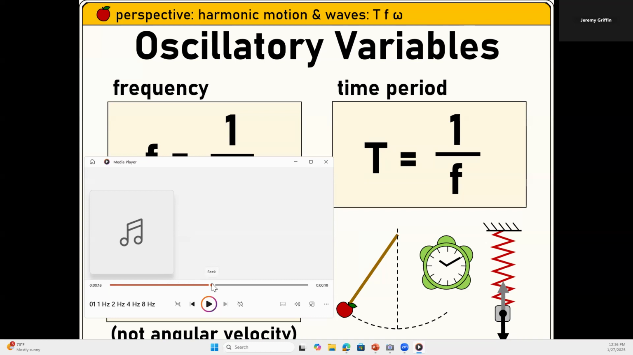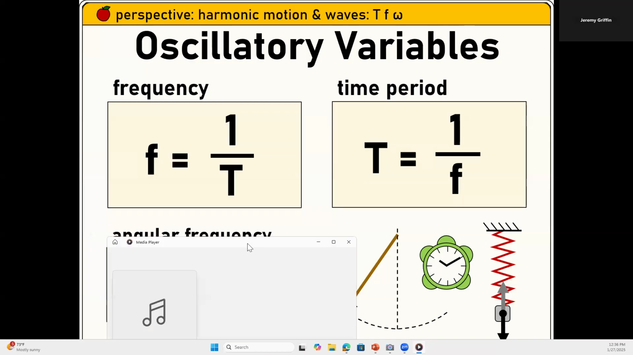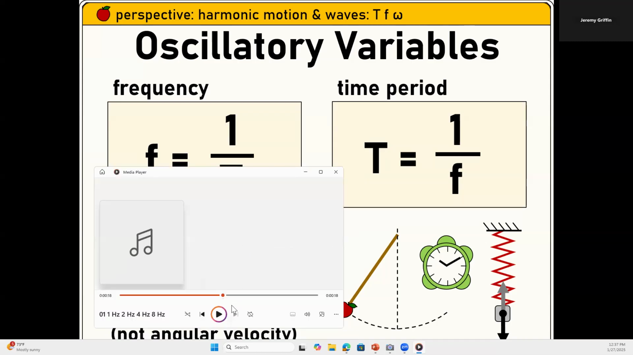You guys hear about 2 beats per second? 2 beats per second? That'll be a frequency of 2 hertz. And what's the time between beats? Half a second. Yeah, half a second. Right? How about, see if you guys can get this one.